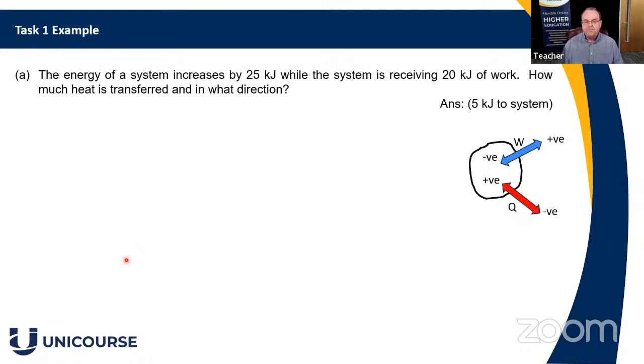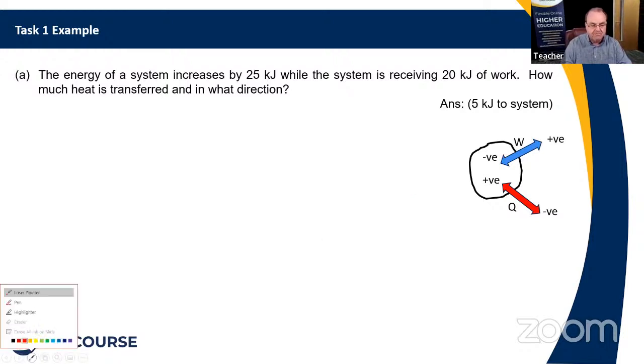So question 1, or example 1: the energy of a system increases by 25 kilojoules while the system is receiving 20 kilojoules of work. How much heat is transferred and in what direction? That's very similar to the assignment in task 1, isn't it? Before you start, the first thing to do is always to draw a system boundary, an imaginary system boundary.